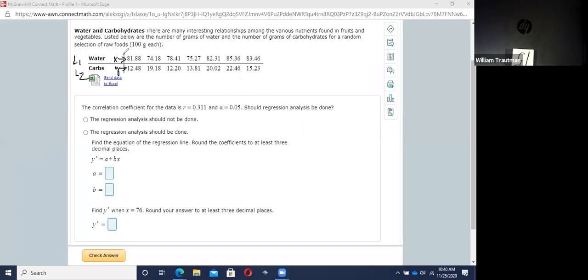So L1 is 81.88, 74.18, 78.41, 75.27. And sure enough, if you type something in wrong, you're not going to get the same answer that you should, 85.3. Why didn't they make just numbers easy for us to do? Okay, so I typed in L1. Let me verify. Looks like it's all correct.